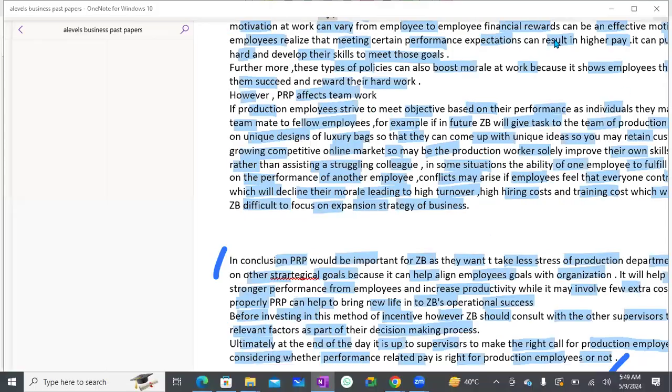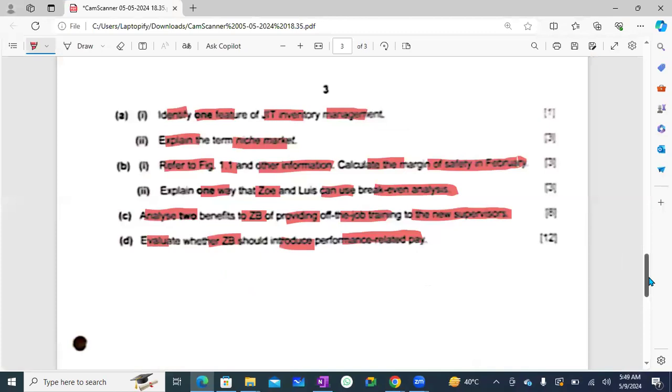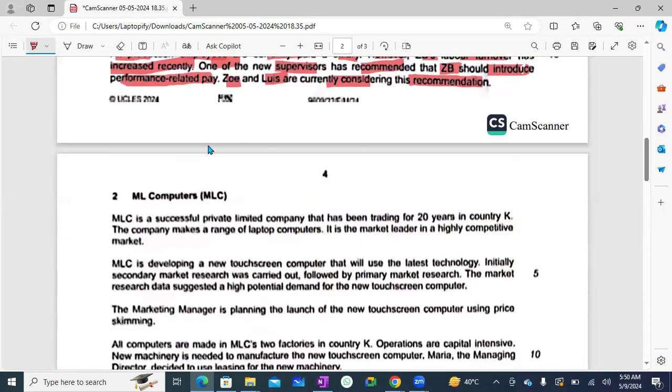Now we are going to see the second case study. So this is my second case study. MLC is a successful private limited company that has been trading for 20 years in country K. It means that they may have been achieving economies of scale because it has been 20 years, and they have increased their production level. The company makes a range of laptop computers. It is a market leader in the highly competitive market. So this is a plus point.